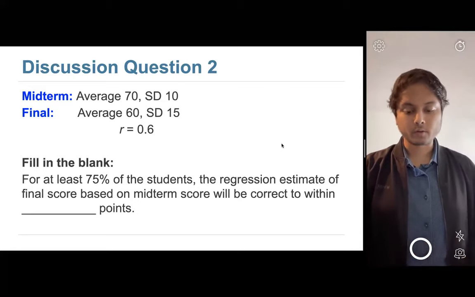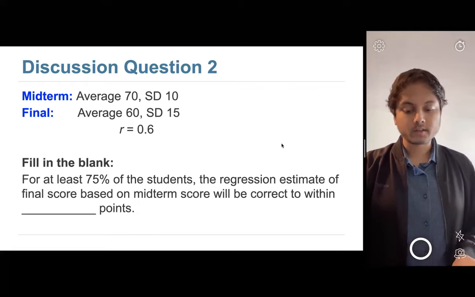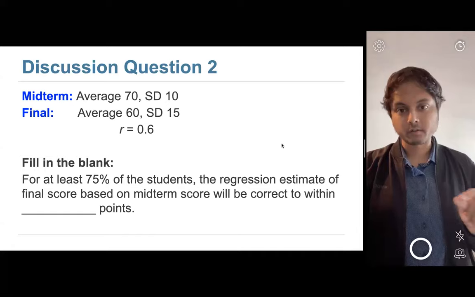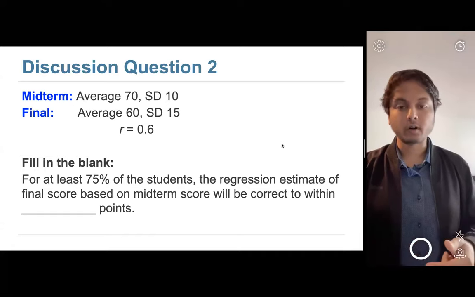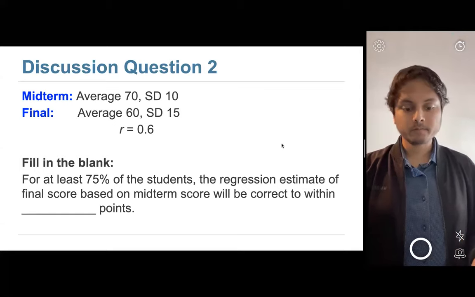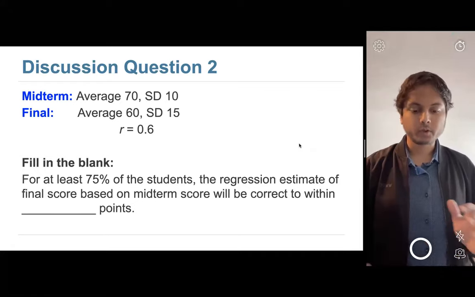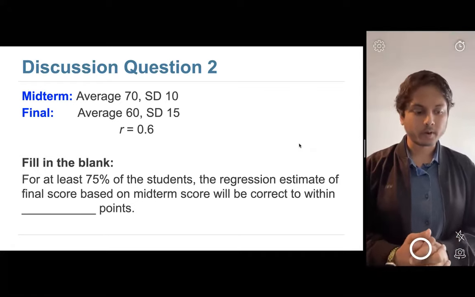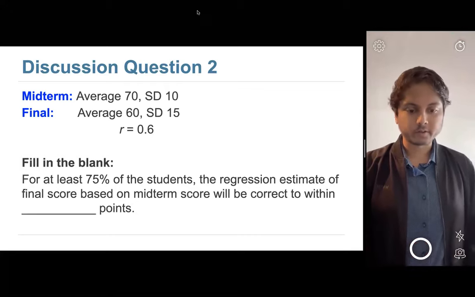But now we're trying to ask the question, for at least 75% of students, the regression estimate, which is the prediction of the regression line, of the final score based on midterm score, is going to be correct to within how many points? So try to see how you might want to go about this one. And then we'll review it together.